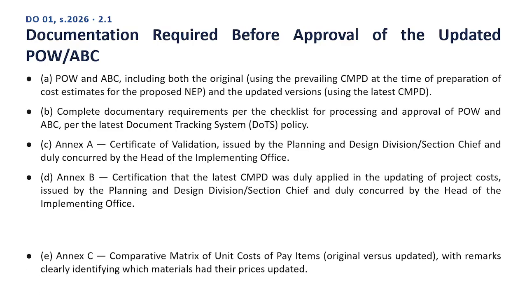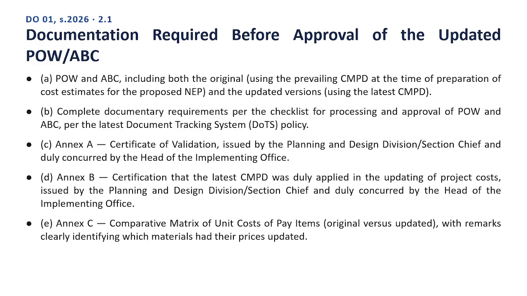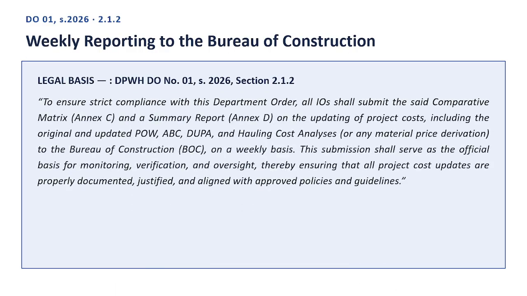Point 5. E. Annex C. Comparative matrix of unit costs of pay items, original versus updated, with remarks clearly identifying which materials had their prices updated. Taken together, these points give you the practical, working picture of documentation required before approval of the updated POW, ABC. Next slide. Weekly reporting to the Bureau of Construction.